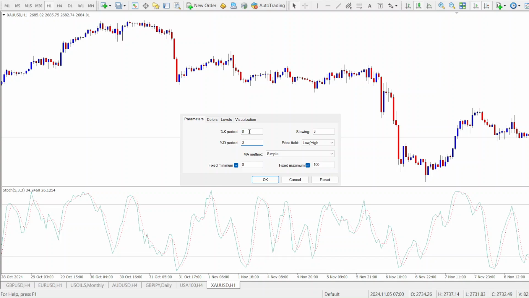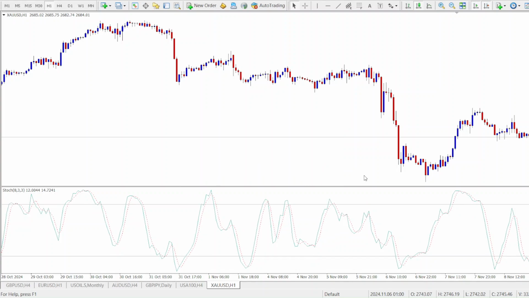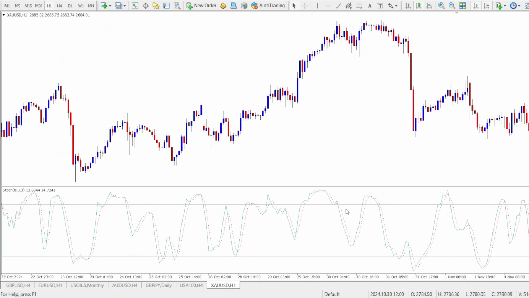This setup is quite effective on the 1 hour chart. All right, it's quite effective on the 1 hour chart. So we can try this out. Like, we can look at how it's changed, how it's responding to price movements at the moment.